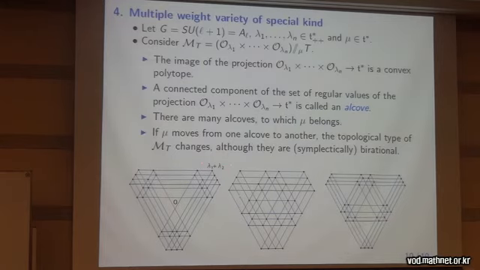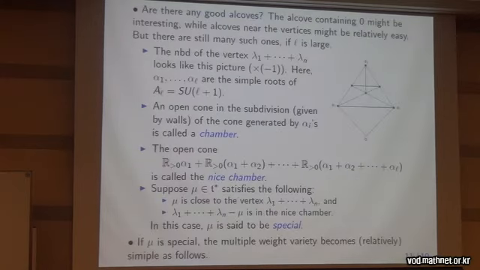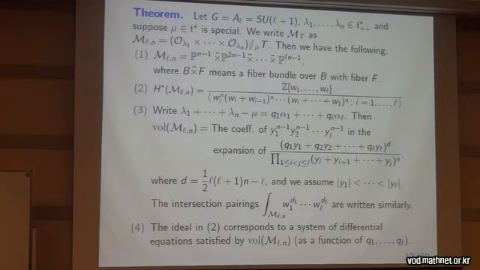and near this region, in the neighborhood of this one, this minus mu becomes in the nice chamber, which should be here or here or here. If this is the case, if mu is special, our multiplicity variety, multiple weight variety becomes relatively simple as follows. So next is the theorem of this talk.